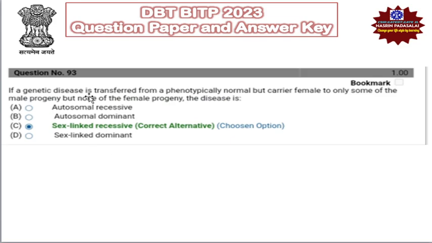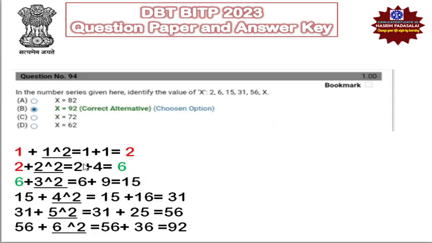Next, if a genetic disease is transferred from a phenotypically normal but carrier female to only some of the male progeny but none of the female progeny, what is the pattern of disease? It is a sex-linked recessive nature. Okay, the female is a carrier, and at the same time she can pass the gene only to the male progeny. In that case it is sex-linked recessive.